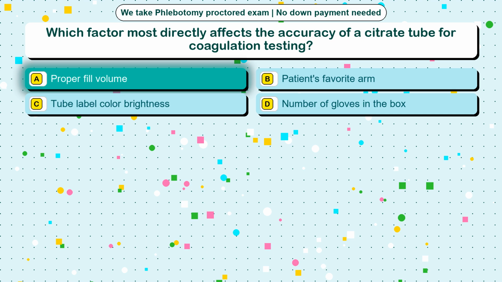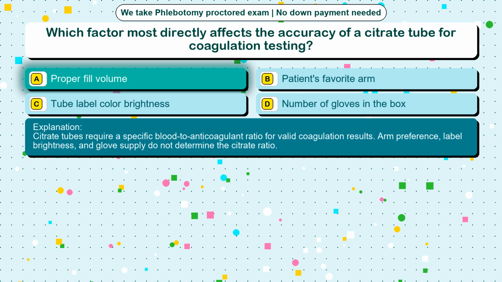The correct answer is option A, proper fill volume. Citrate tubes require a specific blood-to-anticoagulant ratio for valid coagulation results. Arm preference, label brightness, and glove supply do not determine the citrate ratio.